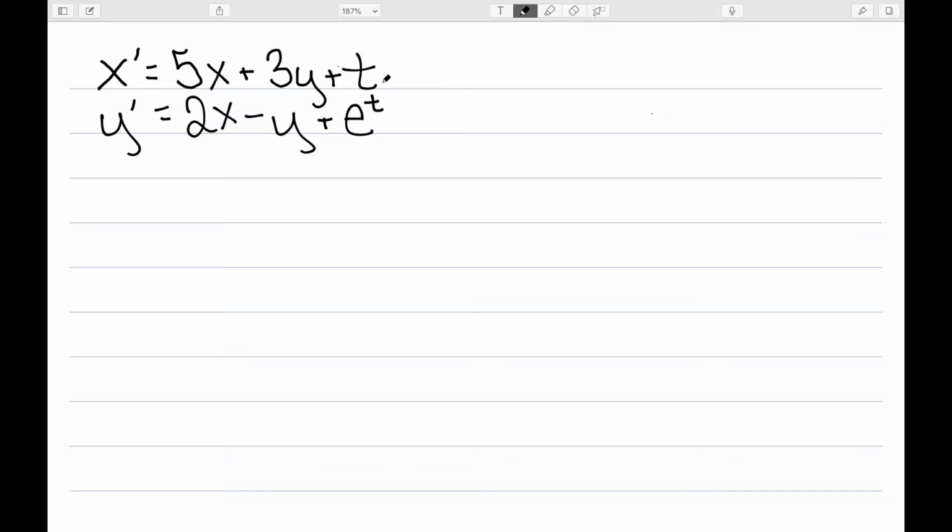Now that we've discussed solving linear systems, let's talk about systems of differential equations. A system of differential equations looks something like this: x prime equals 5x plus 3y plus t, and y prime equals 2x minus y plus e to the t.